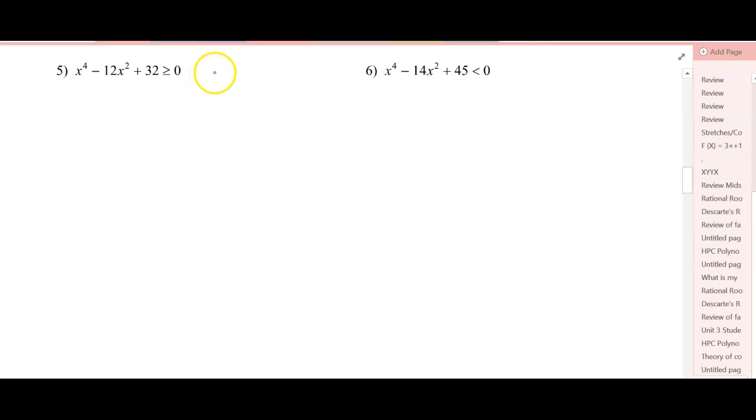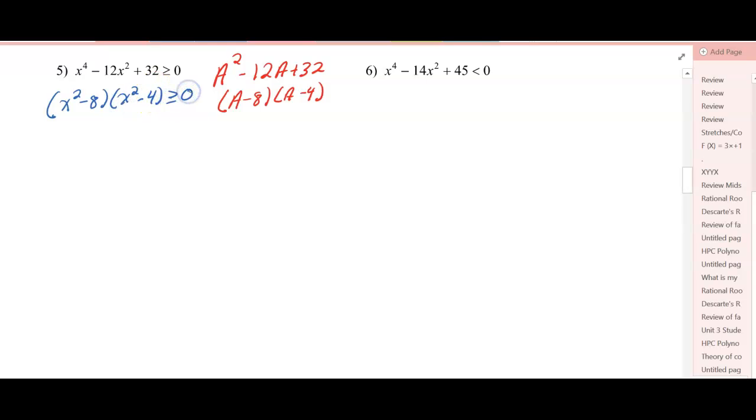So when you look at number 5, you should see it factors. It is very similar to a squared minus 12a plus 32. The only difference here is a is acting like x squared. So the red equation, what two numbers multiply to 32 and add to negative 12? That would be negative 8 and negative 4. So when you look at the polynomial inequality number 5, this factors into x squared minus 8 times x squared minus 4, that's greater than or equal to 0.